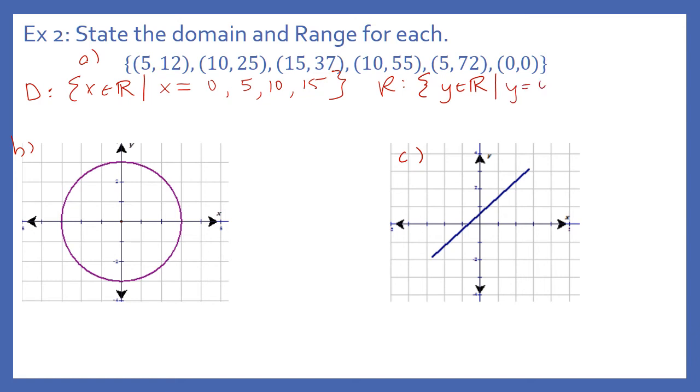And then our range, y is an element of the real number set, such that, and this is just the y coordinates. So y equals 0, 12, 25, 37, 55, 72.